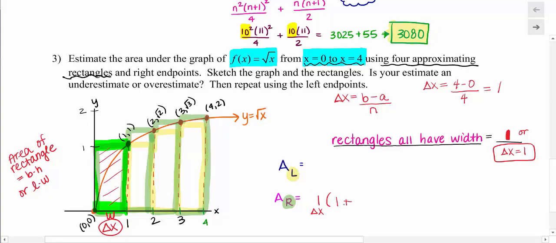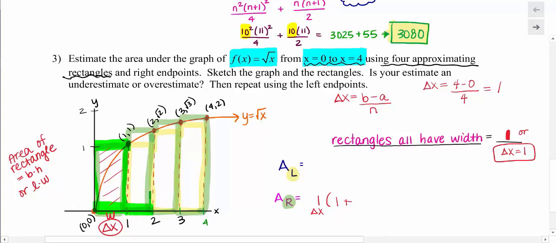And then I can just add up all of these heights because, again, all of my rectangles have the same width. So it's 1 times the height plus 1 times the height, right? You're adding each area of each rectangle together. So now my next rectangle, again, has a base of 1. So it's going from x equals 1 to x equals 2.